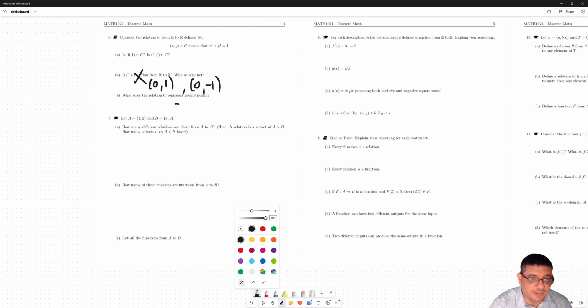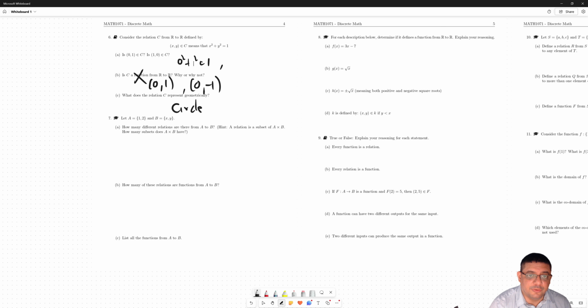The relationship is a circle. We know that from before. And both (0, 1) and (1, 0) are part of the circle, because when you do 0 squared plus 1 squared, you get 1. You also get 1 squared plus 0 squared being 1. So they both belong to the circle.